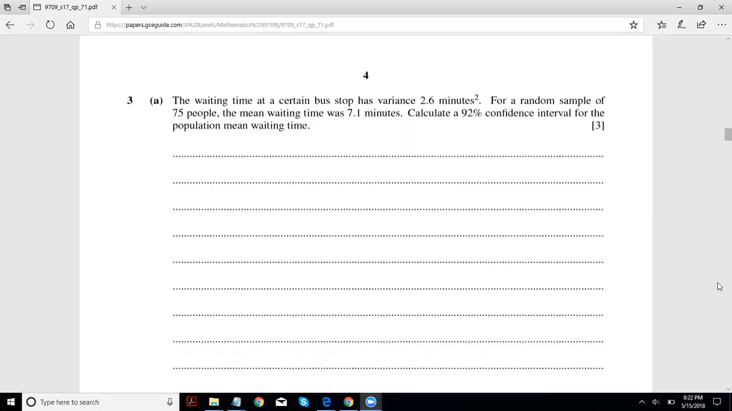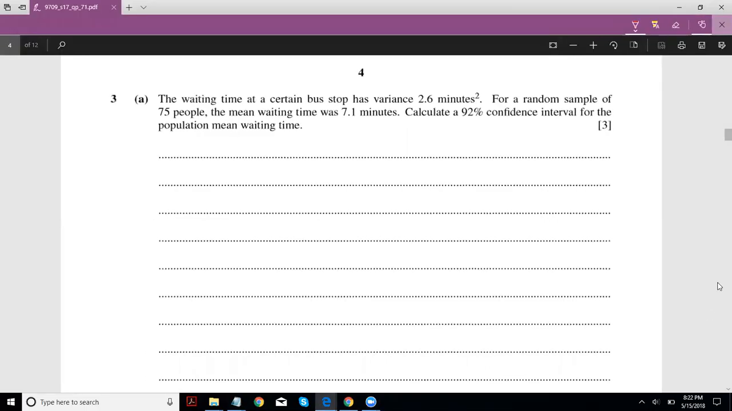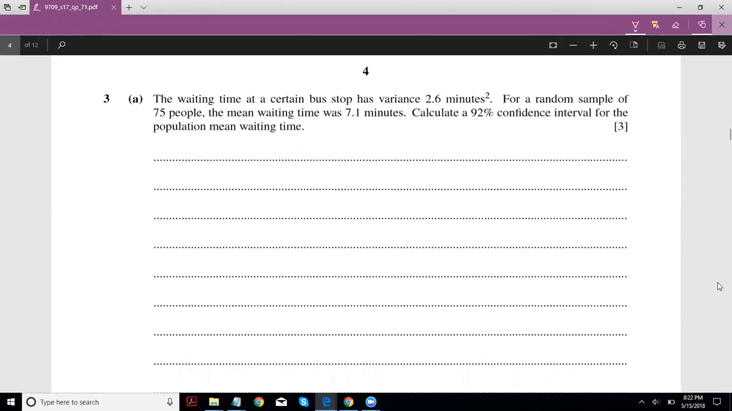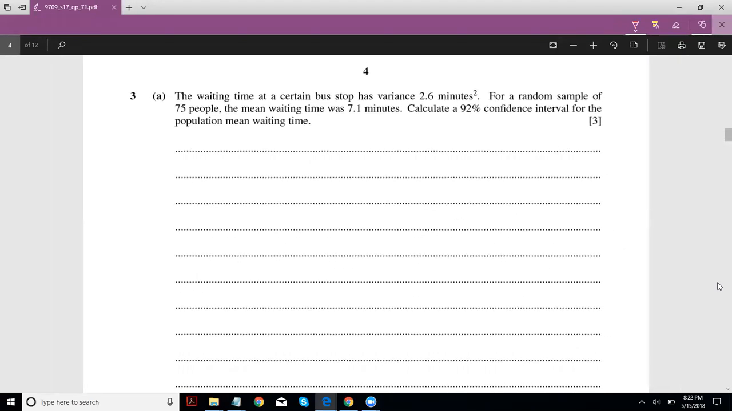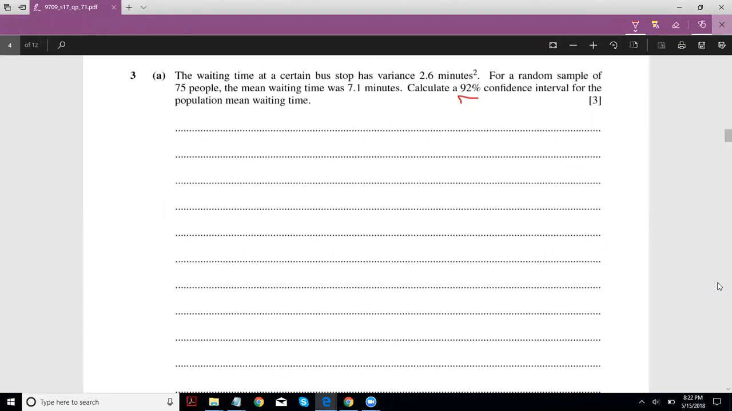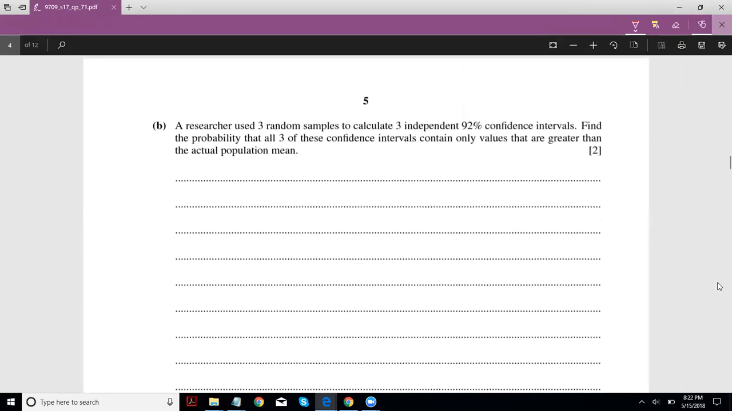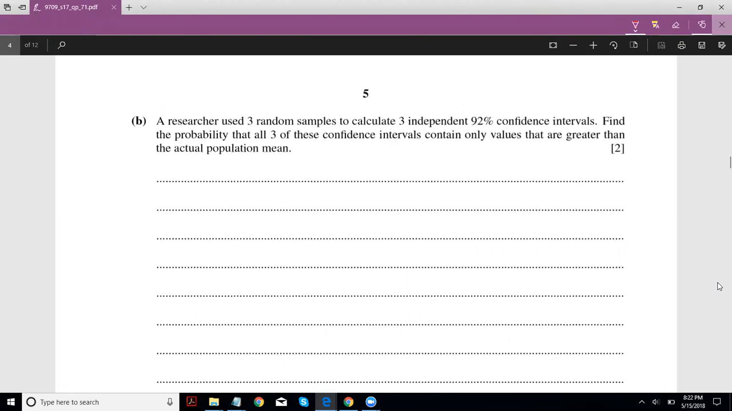All right, so this was a question which was testing your theoretical understanding of the confidence interval, and you're given 3a, and you have to calculate at a 92% confidence interval, that's not an issue that you can do. But part B was a little interesting.